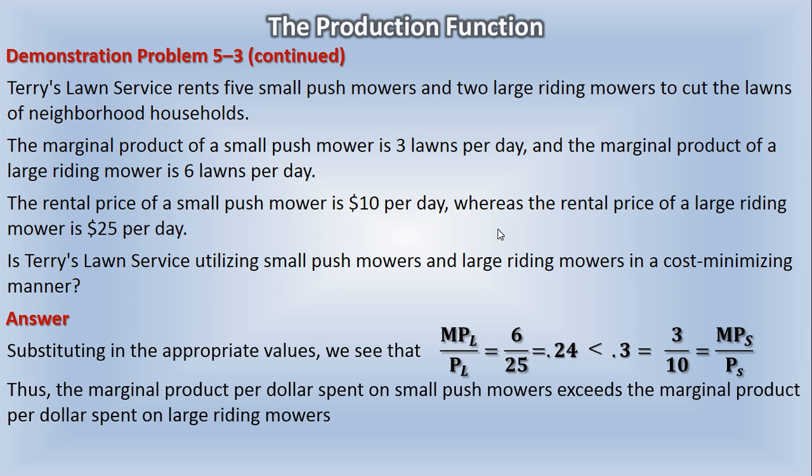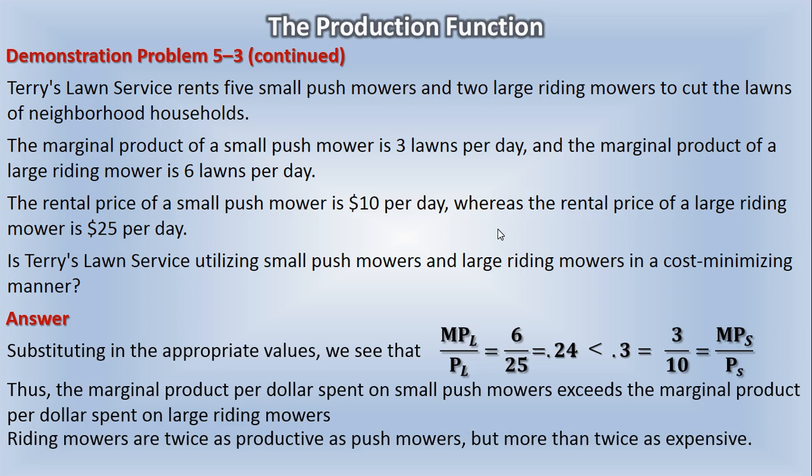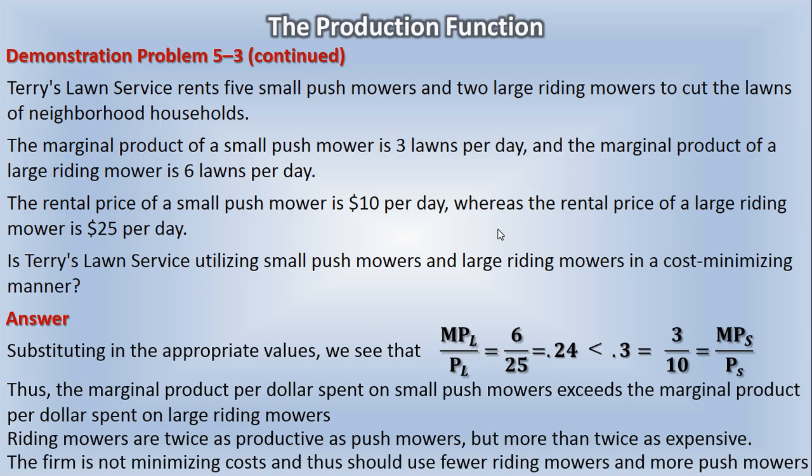So the marginal product per dollar spent on small push mowers exceeds the marginal product per dollar spent on large riding mowers. Riding mowers are twice as productive as push mowers, but more than twice as expensive. The firm is not minimizing costs and thus should use fewer riding mowers and more push mowers.